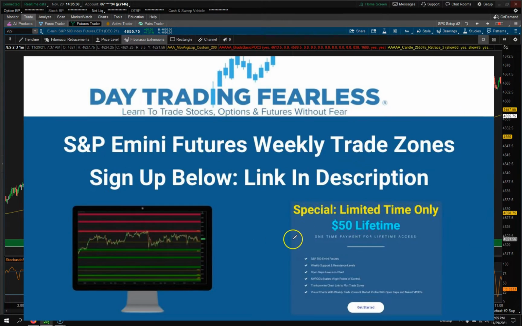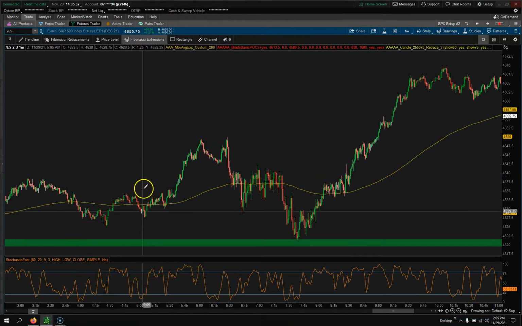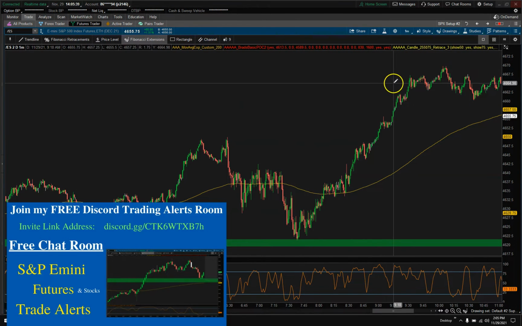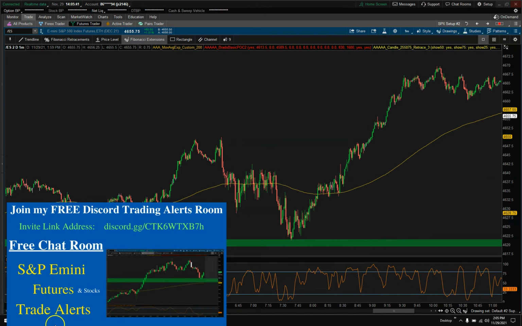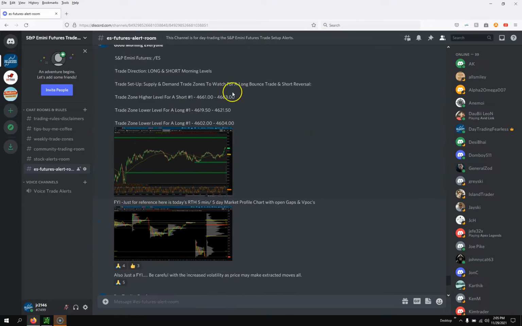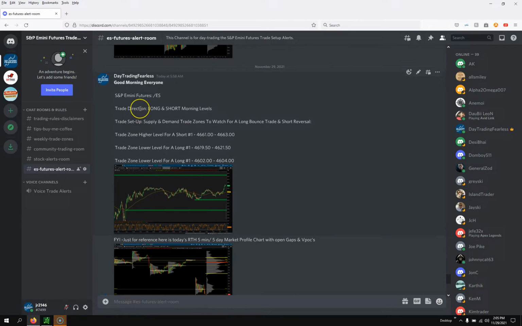This was an intraday trade zone from this morning that I drew, and we came right down to it, touched it, and then look at this massive bounce. Again, links down below in the description, but everything's timestamped in my free Discord trade room. Links down below. But look at this.